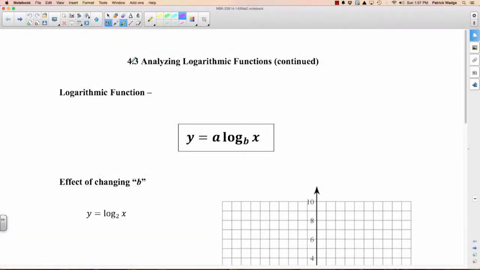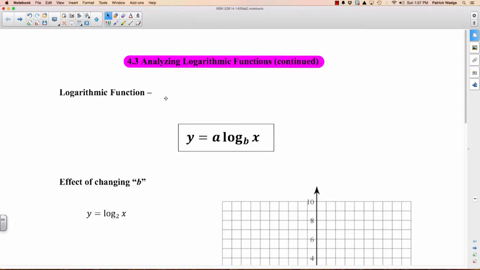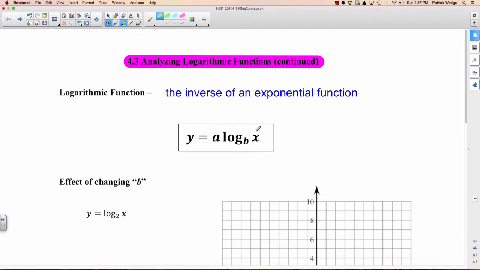Today we'll finish off 4.3, which is on analyzing logarithmic functions. And a reminder from last time that a logarithmic function is the inverse of an exponential function. Here is what we're interested in today, and there's one letter we didn't look at last class. It's the a out front here.